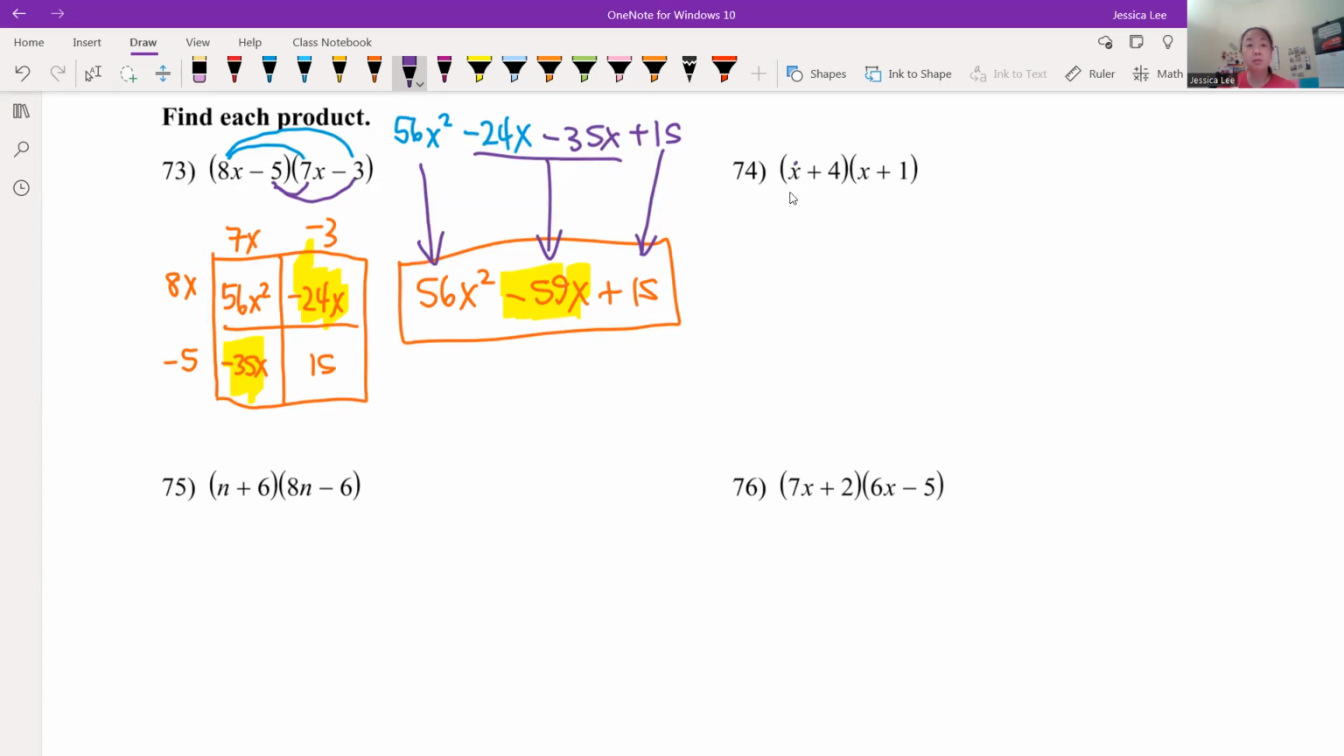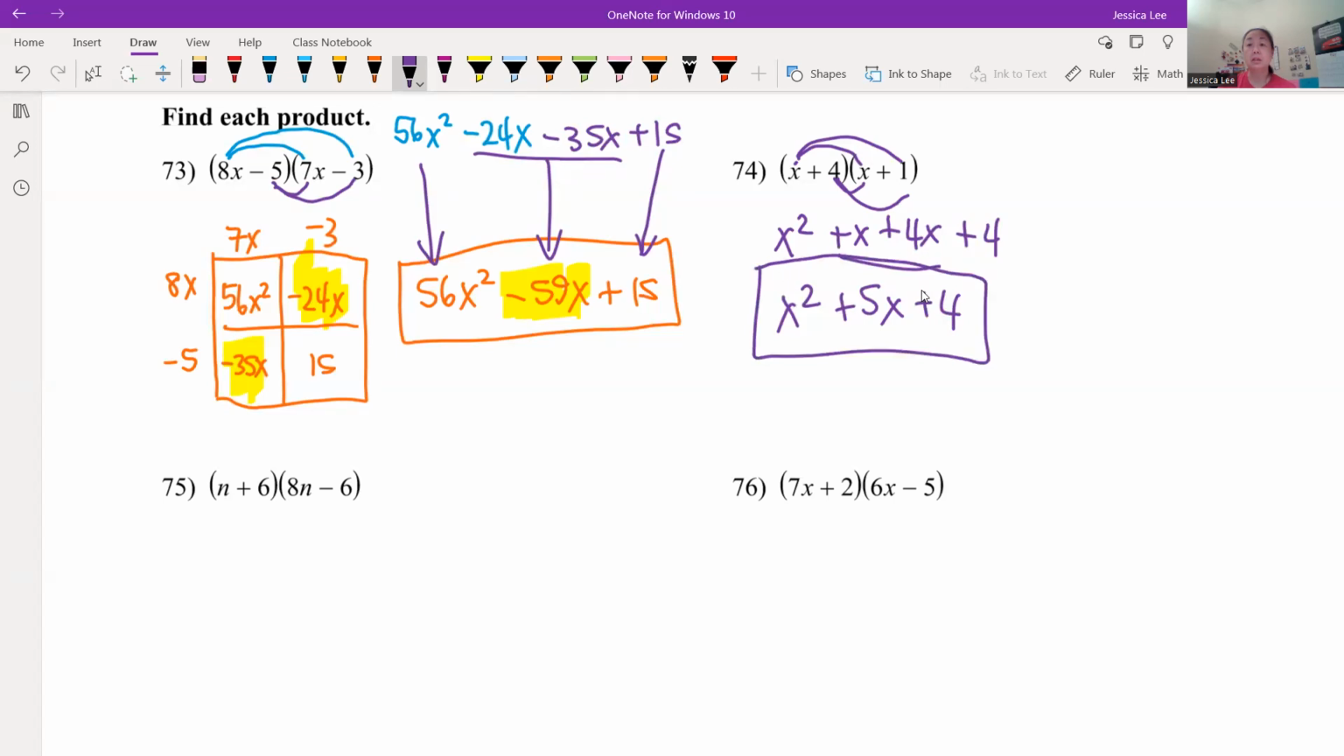I'll do the right-hand side as just distributing, and the left-hand side will be the area model. How about we do it that way? So x times x is going to be x squared. X times 1 is just x. 4 times x is plus 4x. And 4 times 1 is going to be plus 4. And so I'm going to just rewrite it, combine like terms. x plus 4x is 5x plus 4. Done. Nothing to solve because there's no equal sign.